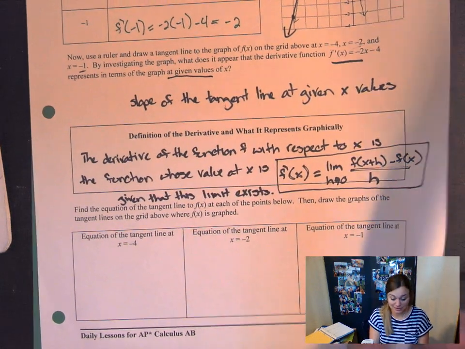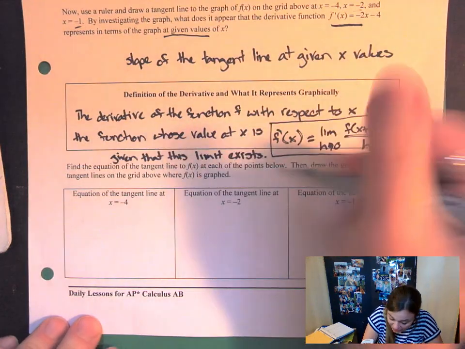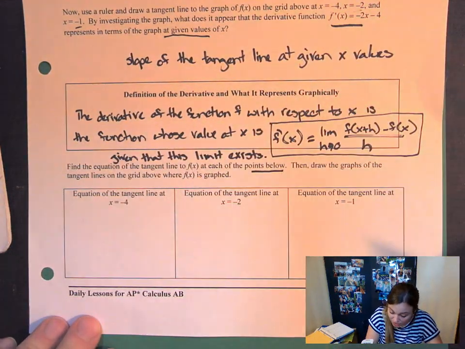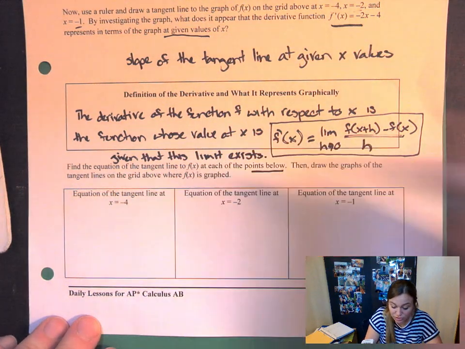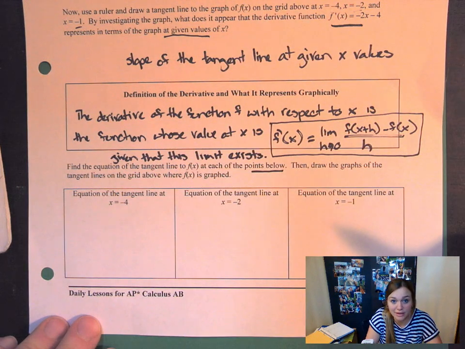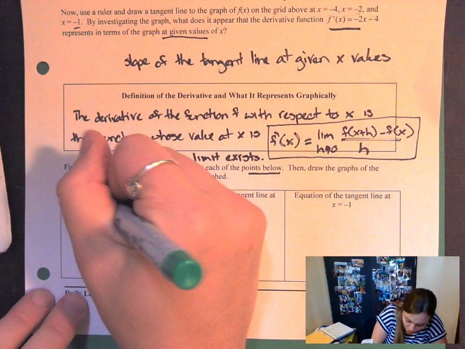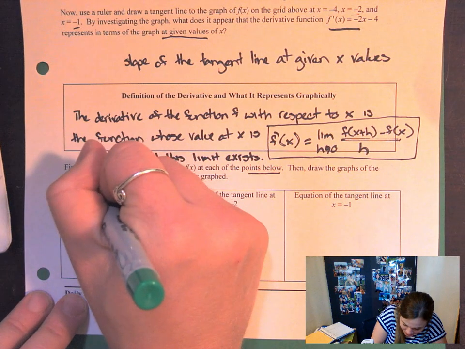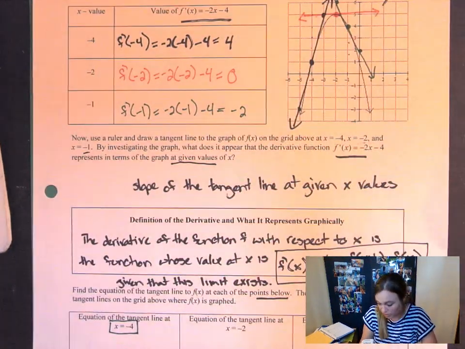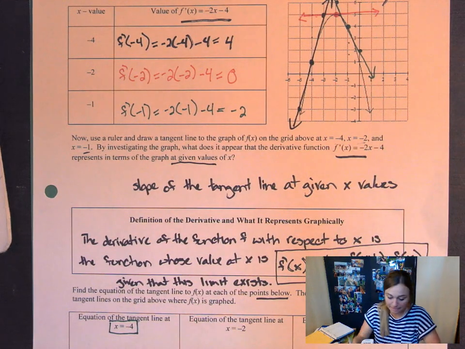So now let's try this. It says find the equation of the tangent line to f of x at each of the points below. Then draw the tangent lines on the grid above where f of x is graphed. I'll use green for a second. Equation of the tangent line at x equals -4.